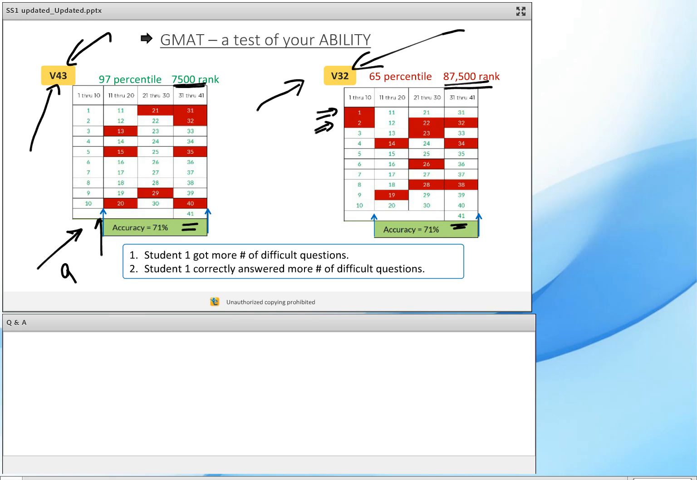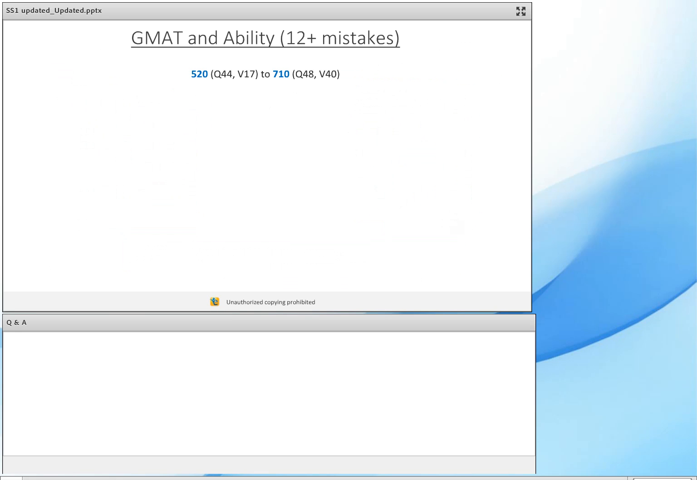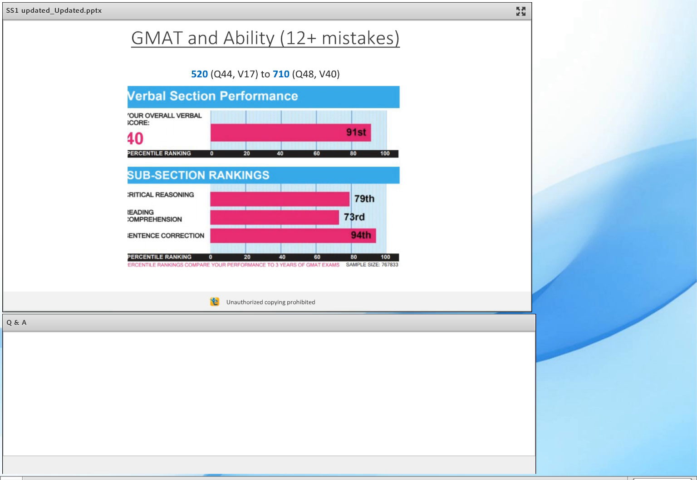So this was GMAT prep data, or what is now called the official GMAT mock data. I'm going to really show you official GMAT data as well. This is a student who improved from a score of 520 with a verbal score of 17 to a score of 710 with a verbal score of 40. And what you see is when he got a V40, he got a V40 because he excelled in sentence correction. Actually, my annotations are off. 94th percentile in sentence correction, and he did really, really well in critical reasoning and reading comprehension.